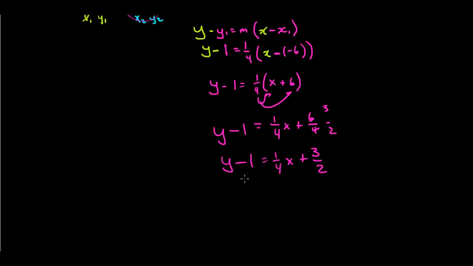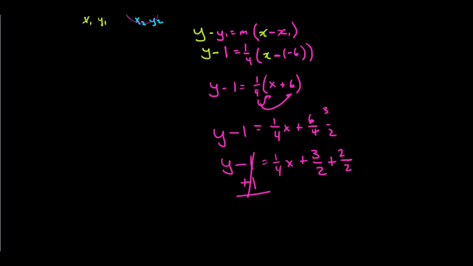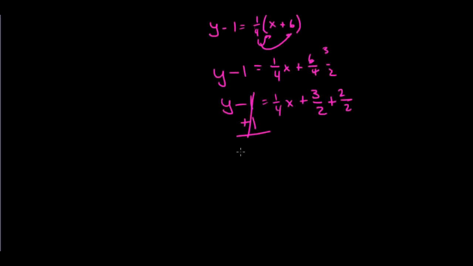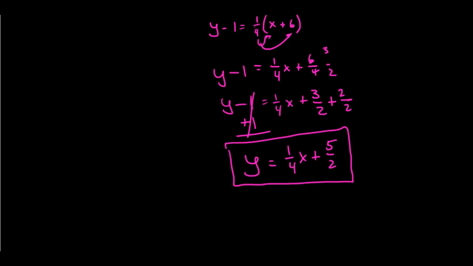So we'll need to add 1 to both sides to cancel that off there. And since we're adding 1 over here, we'll add 1 over here, or 2 over 2. And that makes it quite easy. Y then is equal to 1/4 of x, let's see, plus 3 halves plus 2 halves is plus 5 halves. And that is the equation of our line.